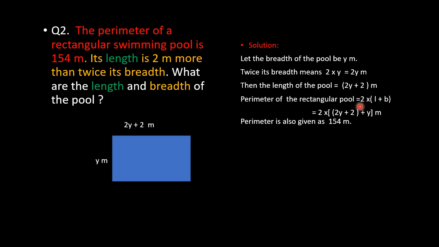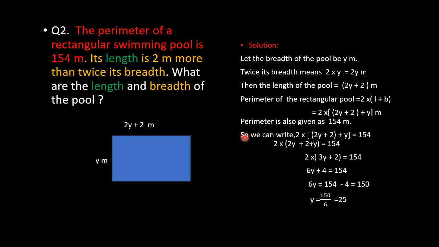Perimeter of the rectangular pool. The formula for a rectangle is equal to 2 into L plus B. Now we have to substitute the values. 2 multiplied by, in the place of L, we write 2y plus 2 and in the place of B, we write y. And it is also given as 154 meter. So we can write 2 multiplied by 2y plus 2 plus y is equal to 154.